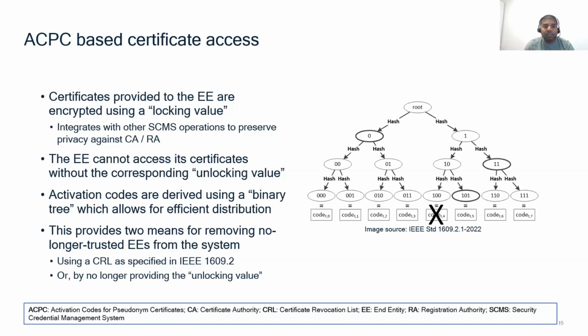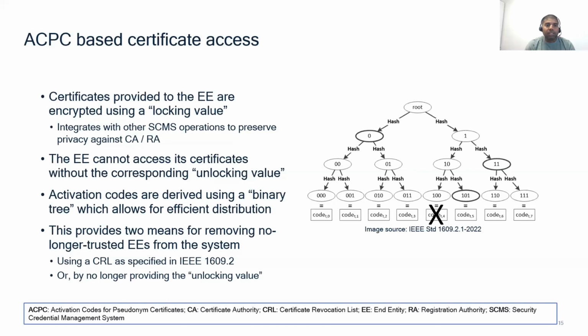This is integrated with other SCMS operations to preserve privacy against SCMS components like the CA or the RA. Because of this locking value, the end entity cannot directly access the certificates without the corresponding unlocking value. And the activation codes that are derived using a binary tree are published to enable unlocking these encrypted certificates.